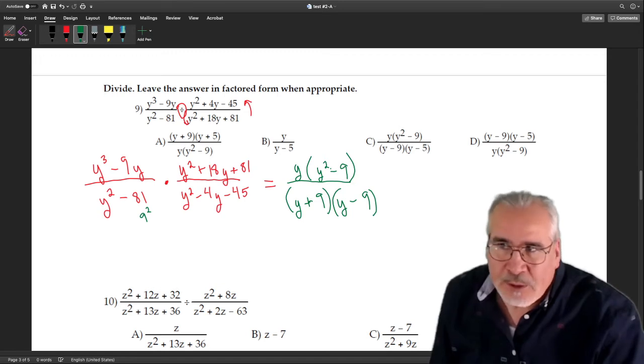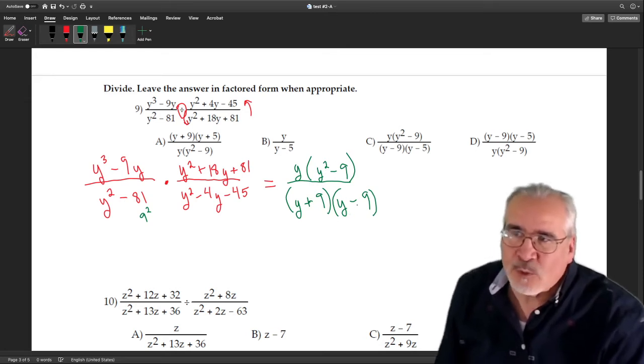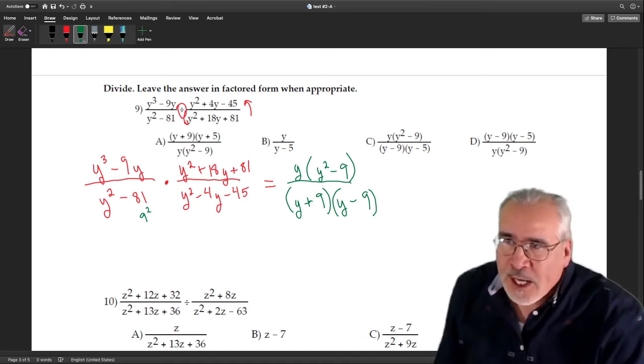But I think what they're trying to do is, some people might be tempted to take y squared minus 9 and just cancel it here. But notice y squared minus 9 is not the same thing as y minus 9. We are not ready to cancel yet.